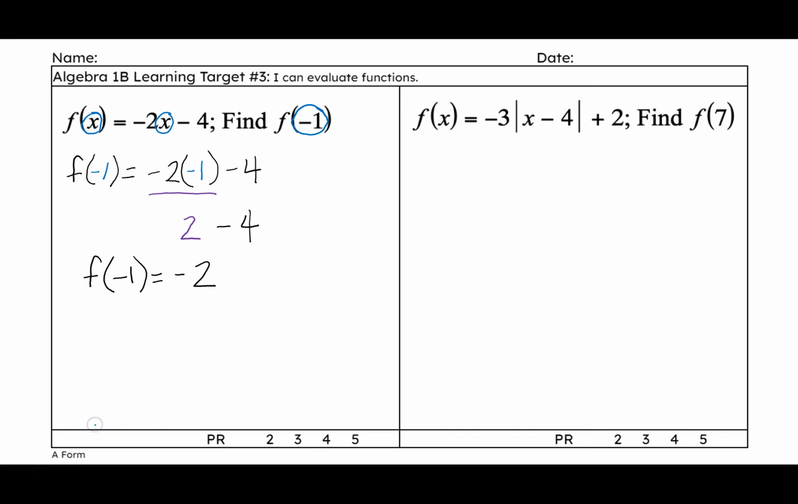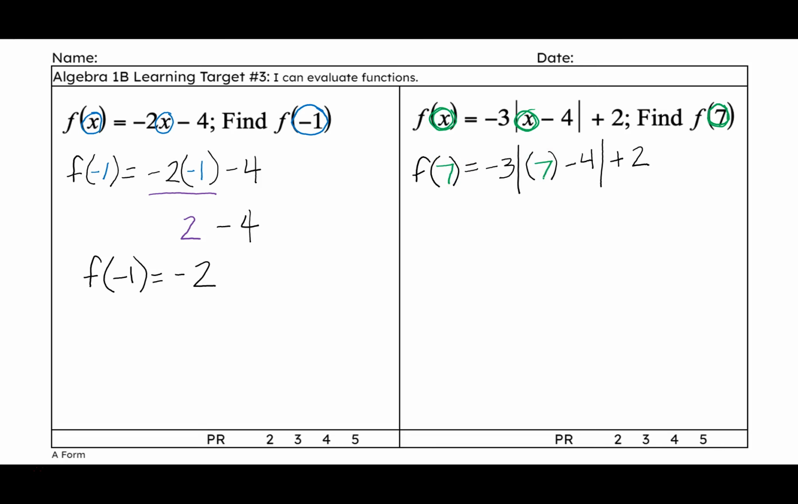So in this case now I'm taking the 7 and I'm going to input that in for x right here. So let's rewrite this now with a 7 instead of x. All right, I want to find f now of 7. -3 times the absolute value of 7, take away 4, plus 2. And we're putting a 7 there in that blank space instead of x.